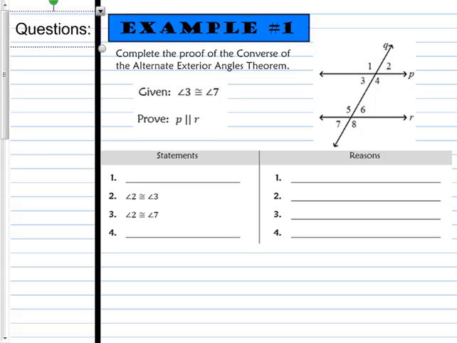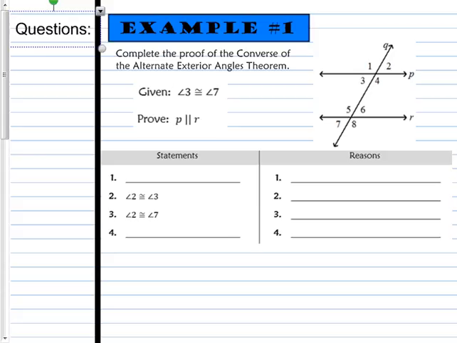Okay, don't forget on the left-hand side, you can write any questions that you have regarding our notes. That way, if you need to ask me something during homework check time, you have your notes right there so you don't forget what you've asked me.